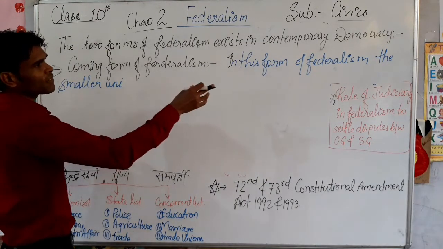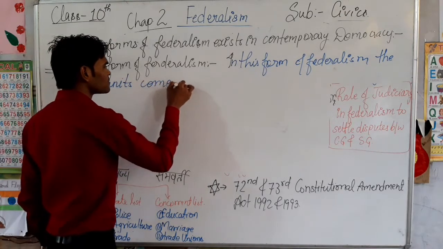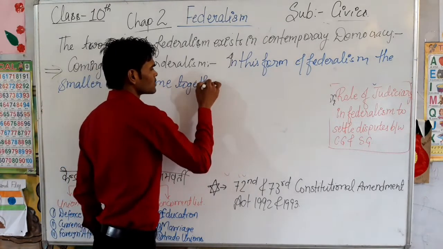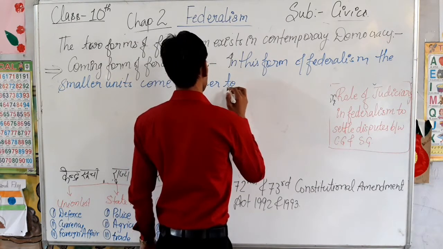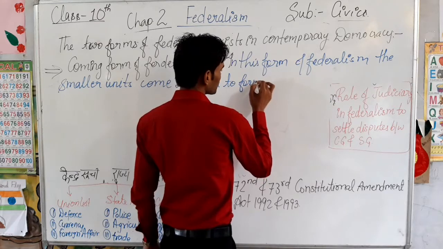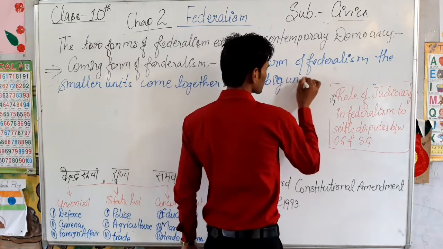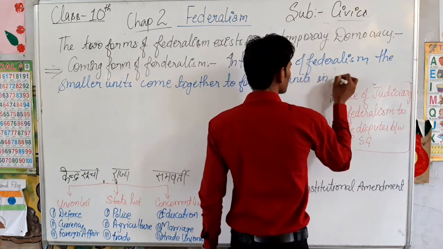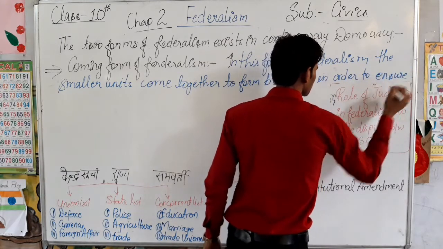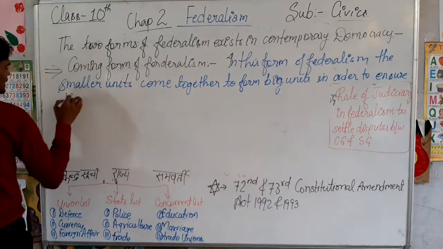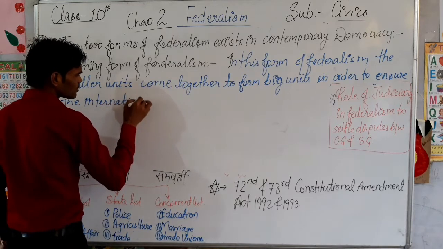So in this form of federalism, the smaller units come together to form a big unit, first of all, in order to ensure international protection.